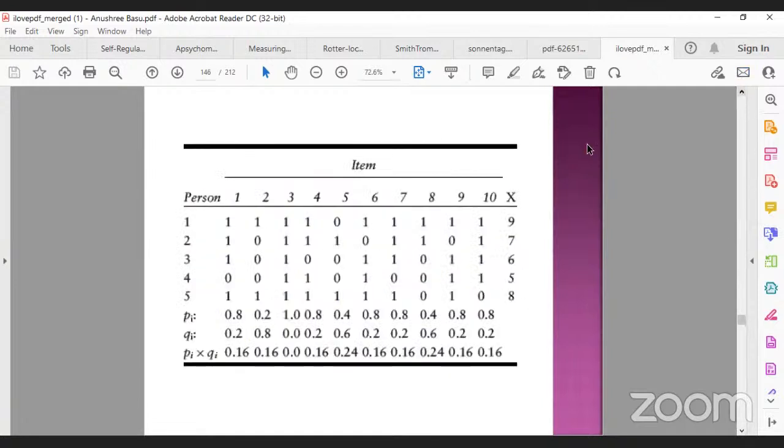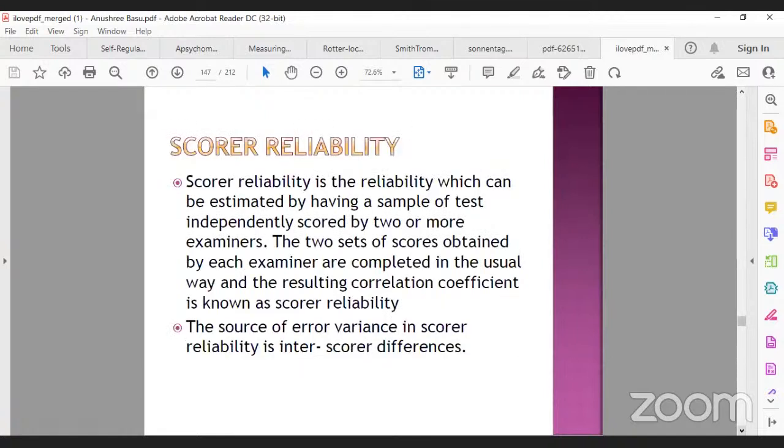Let's move ahead to the third one. I'll help you understand this. I might have to use a different example. So the third one is scorer's reliability.